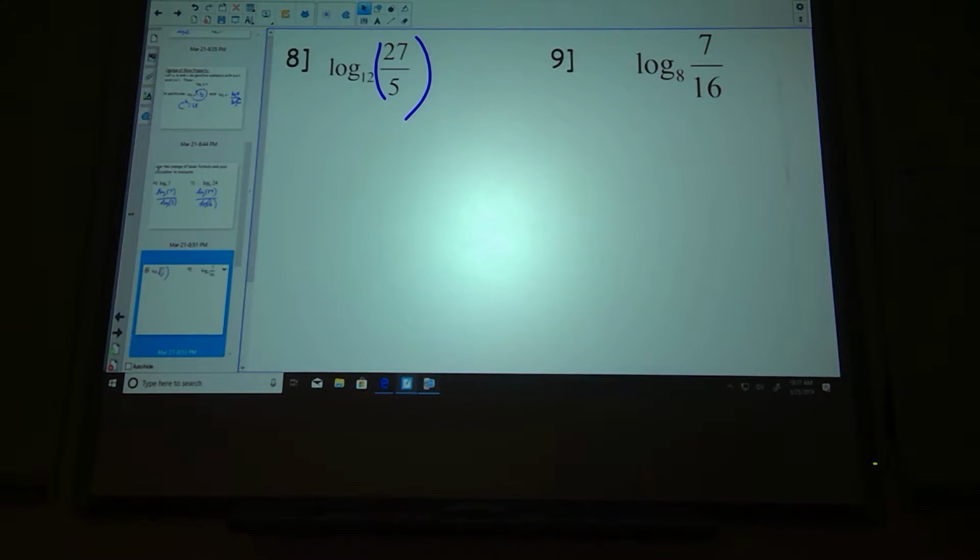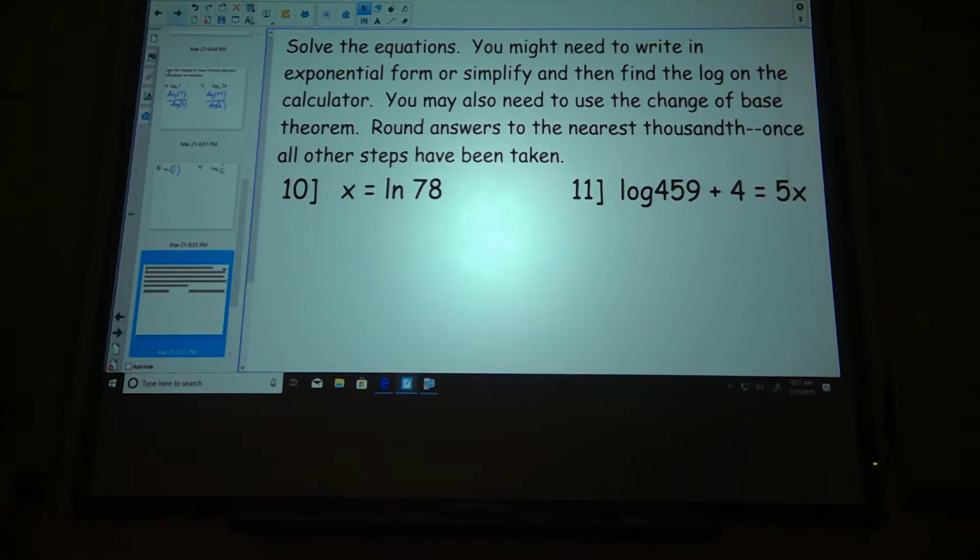And then does anyone need to see me do number 9? Or do you feel comfortable with the concept? Feel comfortable. Got it? All right. Solve the equation.